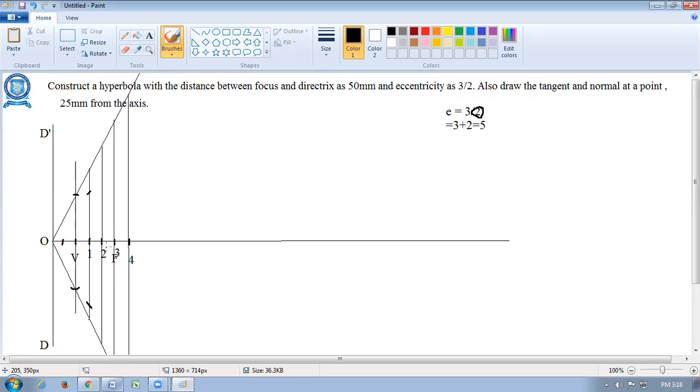In the same way, place the compass at 2 and measure this distance, and again place the compass at F and cut an arc on this line through 2. In the same way, we have to mark 3 and 4.